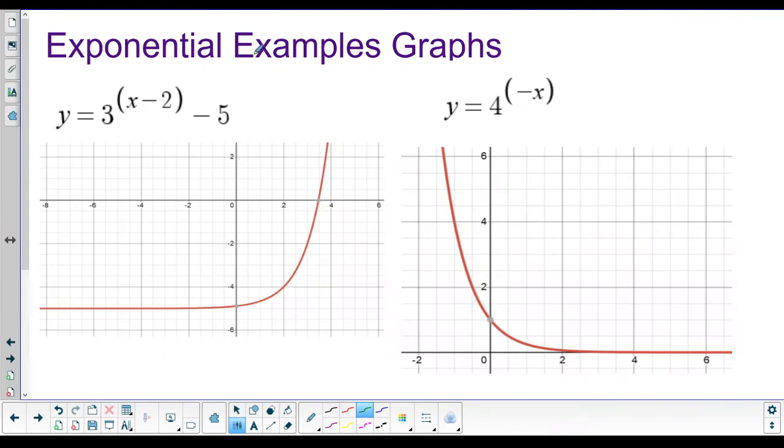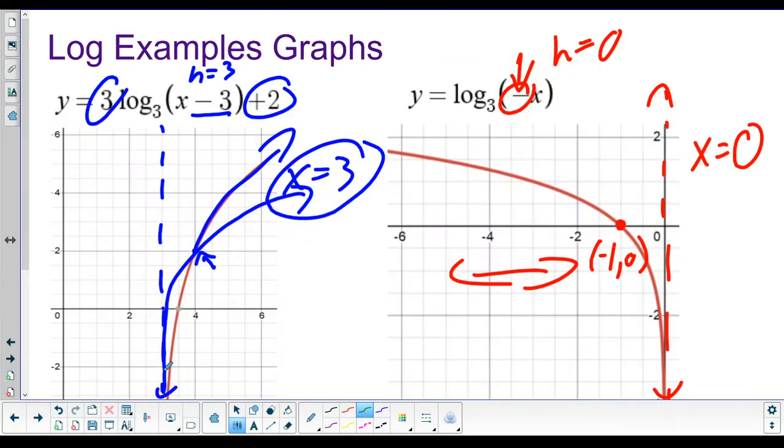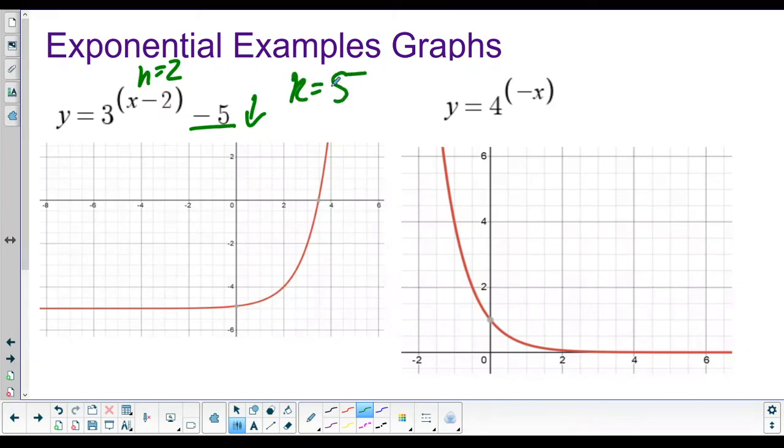All right. Here, I've changed the base to 3, so that's just curved this a little more sharply than this one. This one's nice and smooth. This one curves a little harder, but that's okay. So we have h equals 2, so we're going to shift our whole graph right 2, and then minus 5, so we're going down 5, and k equals 5. Sorry, excuse me, negative 5. The sign stays the same for k.